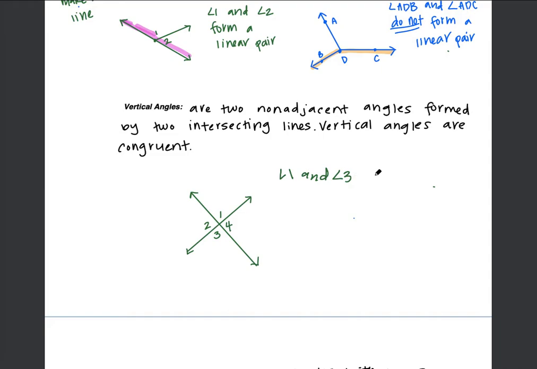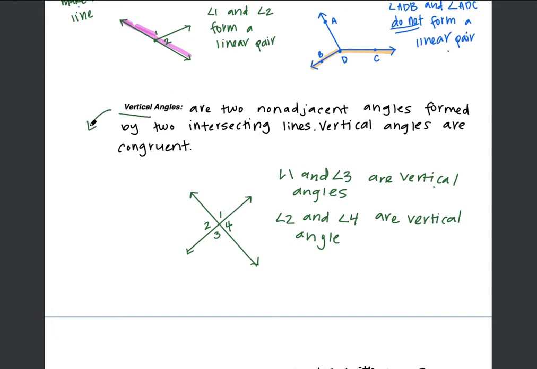Angle 1 and angle 3 are vertical angles. Okay? They're not adjacent to each other. We can also think of angle 2 and angle 4. Those are also vertical angles because they are not adjacent to each other. Adjacent, remember, means they're right next to each other. You can also think of vertical angles as being angles that are across from each other.